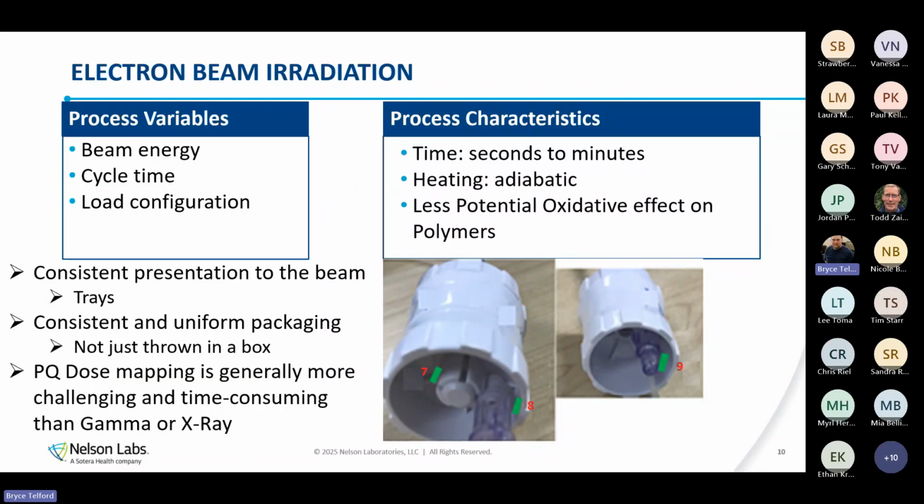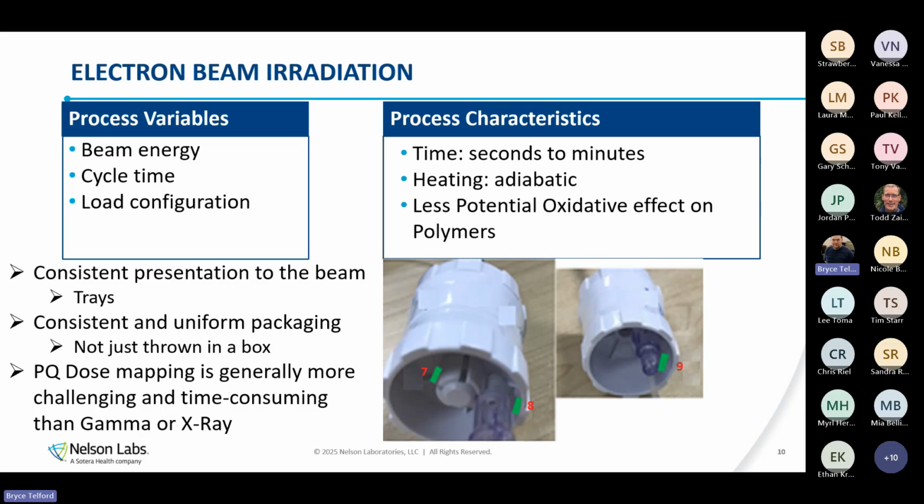So with electron beam, we do have process variable of beam energy. So they do have the ability to adjust the beam strength, so they can essentially turn it up and down. We also have cycle time, so we can control how fast it's going through the conveyor. We can speed it up and slow it down. And as before, we have load configuration. So we can change how our product is loaded into that chamber, as well as the irradiator can sometimes adjust a little bit with, am I loading 2 boxes deep? Am I loading a single box deep?